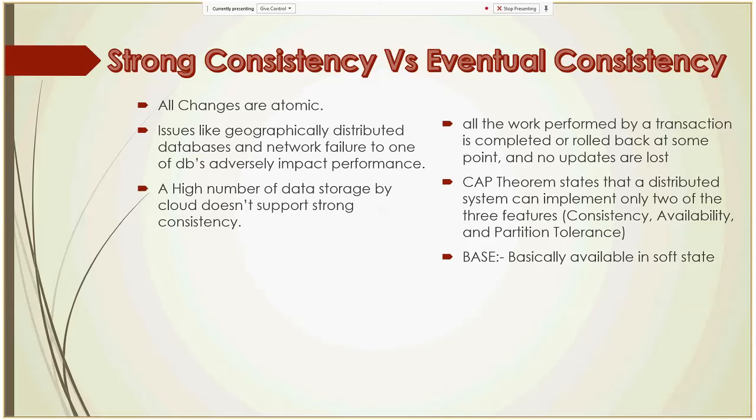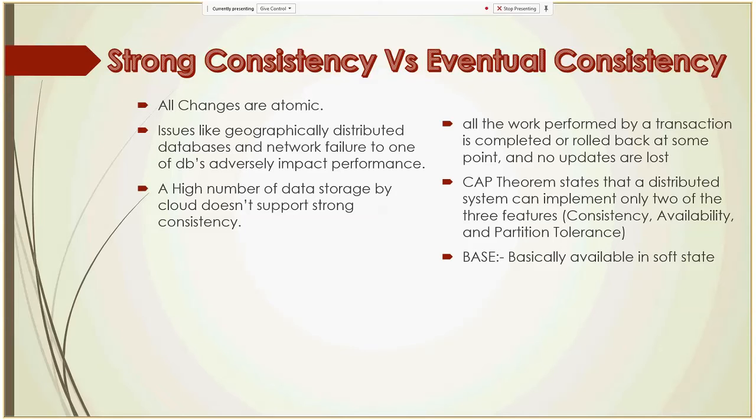Whereas in an eventual consistency system, all the work performed by the transactions will be either committed or rolled back at some point in time, maybe not this very specific instance, but whenever they are able to complete, it will be consistent. Okay? The promise that an eventually consistent system makes is no updates are ever lost.